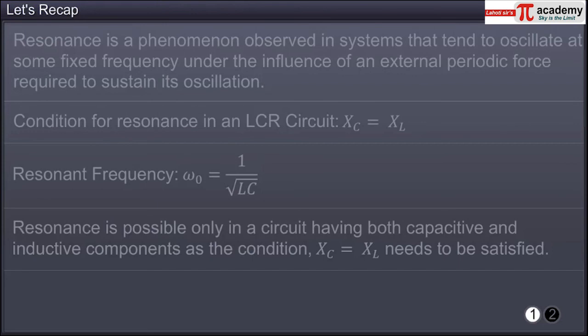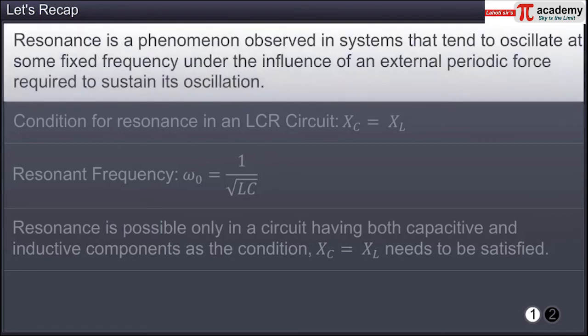You have now reached the end of this module. In this module, you have learnt that resonance is a phenomenon observed in systems that tend to oscillate at some fixed frequency under the influence of an external periodic force required to sustain its oscillation.